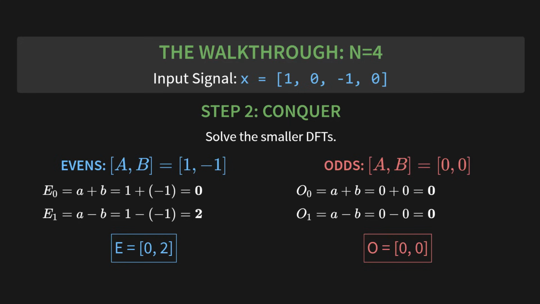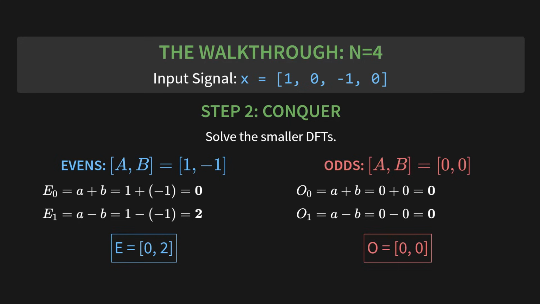For a signal AB, the DFT is just A plus B and A minus B. So for our evens, 1 and negative 1, E sub 0 is 1 plus negative 1, which is 0. E sub 1 is 1 minus negative 1, which is 2. So our E vector is 0, 2.